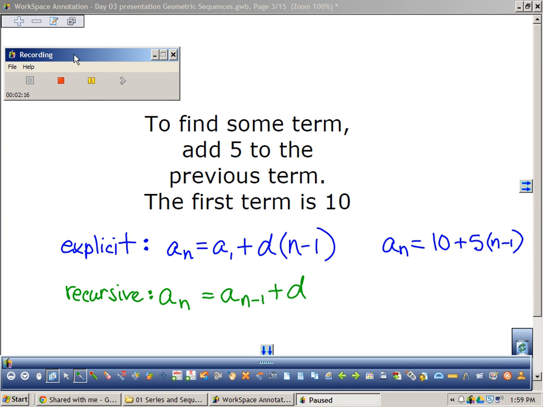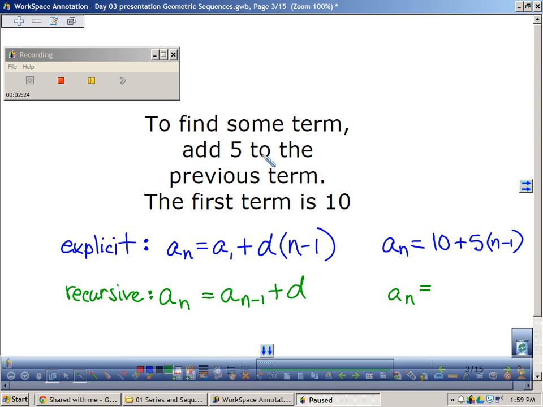The recursive is to find some term. They both have find some term. Add 5 to the previous term. So I have the previous term, and I'm going to add 5. Okay, you want to try another one? Okay, so you have these formulas in front of you, and we're going to try another one.